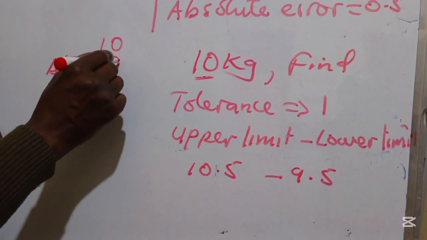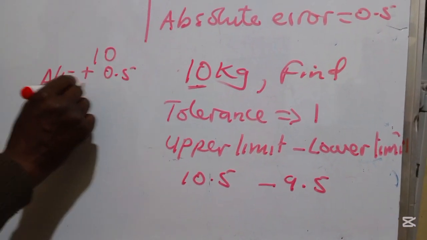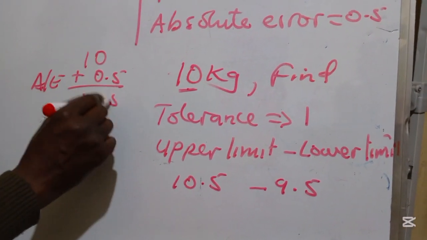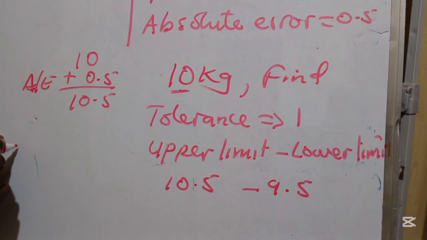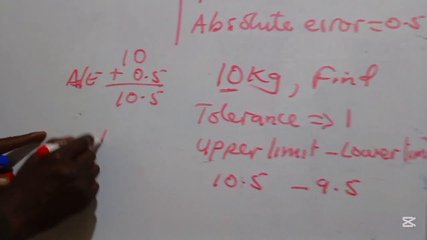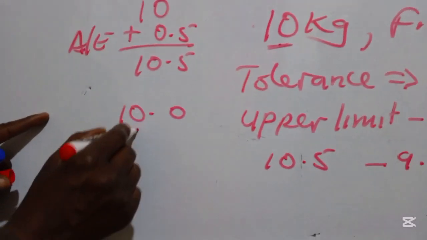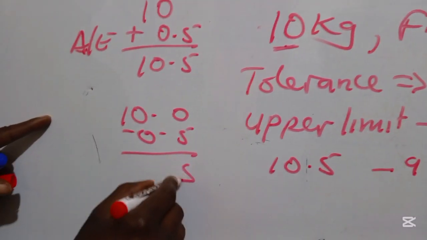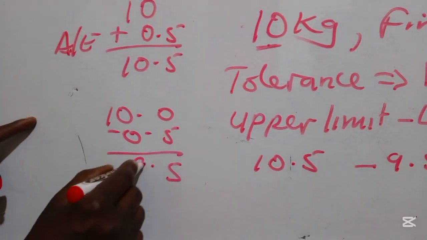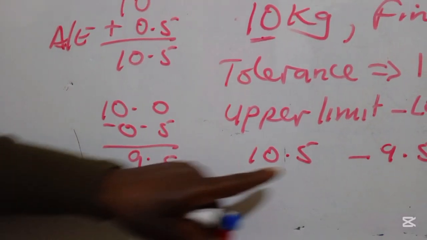The first one, you add, to get 10.5. For me to get the upper limit, I added. For me to get the lower limit, I subtracted. This is 10.5 minus 0.5. Why? Because I'm looking for the lower what? Limit. I'll get 9. This is where the 9.5 is coming from.